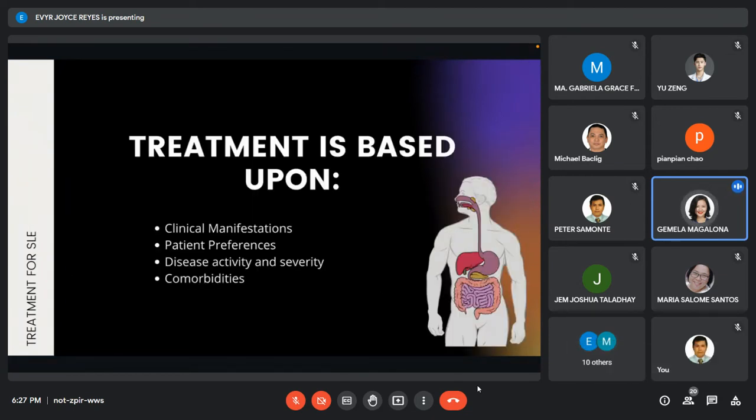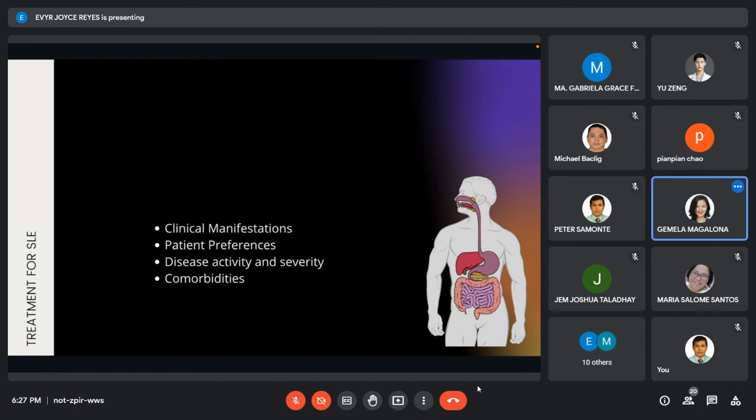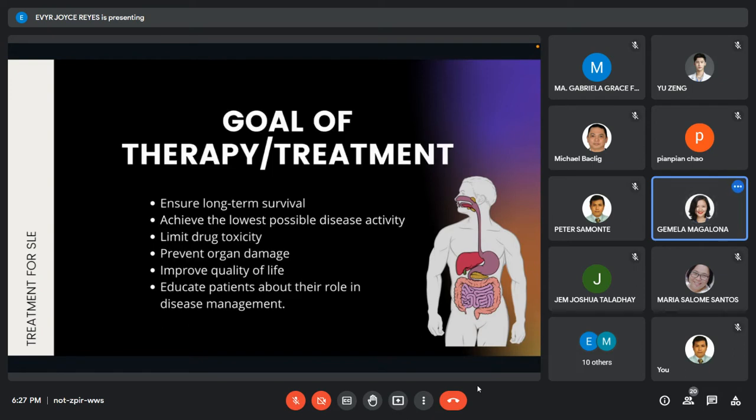Treatment is based upon clinical manifestations, patient preferences, disease activity and severity, and comorbidities. Goals of the treatment: to ensure long-term survival, to achieve the lowest possible disease activity, to limit drug toxicity, to prevent organ damage, to improve quality of life, and to educate patients about their role in disease management.